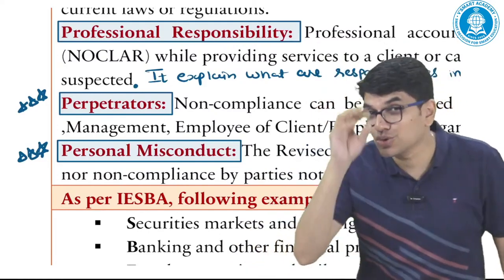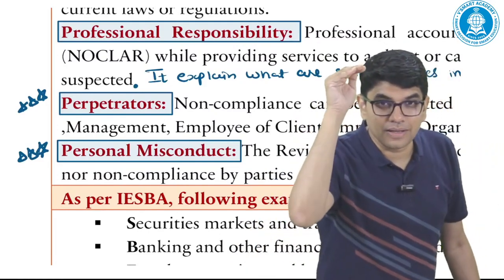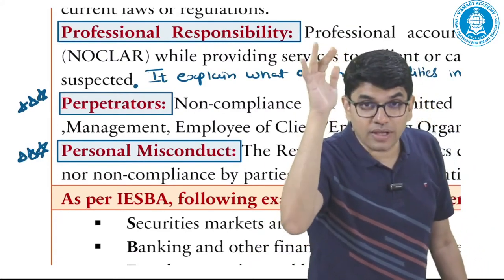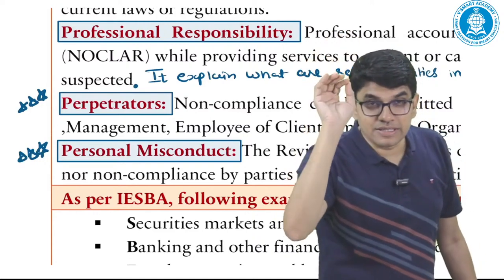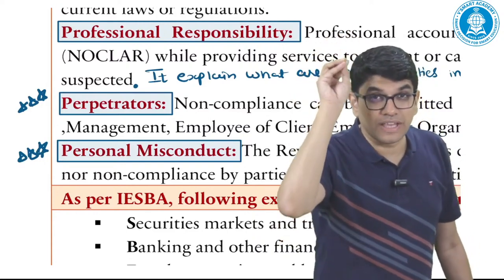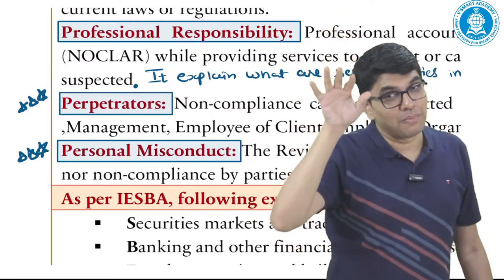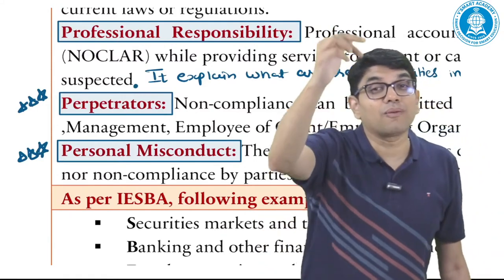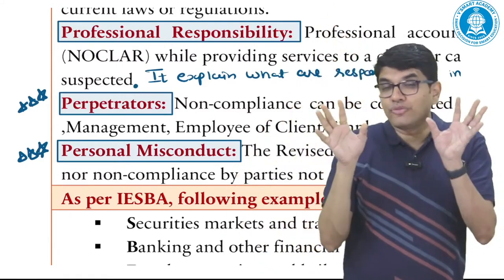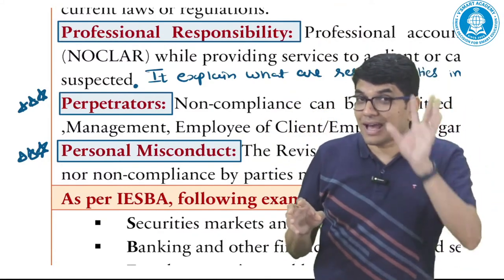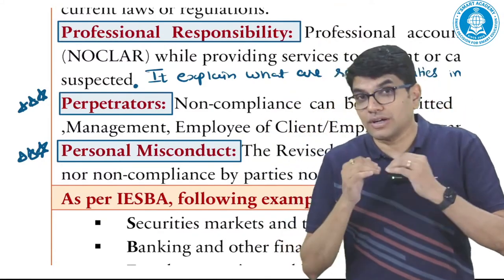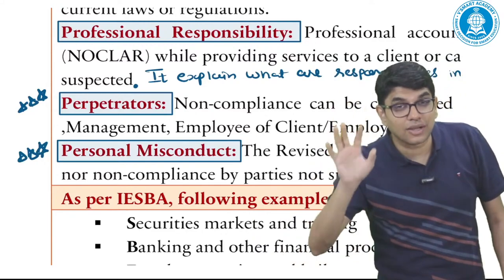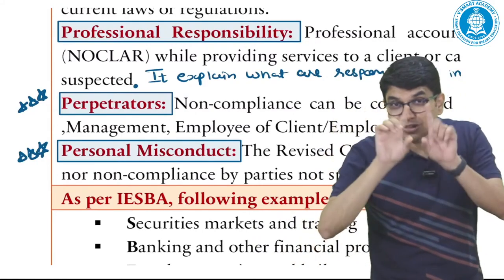If a chartered accountant is doing a job, then the employer can be a company, a partnership firm, or any entity. Then there are the TCWG, those charged with governance of the employer, the management of the employer, or any employee of the employer. So four types of persons are covered for a chartered accountant in practice, and four types of persons are covered for a chartered accountant in job. I hope it is crystal clear in your mind.